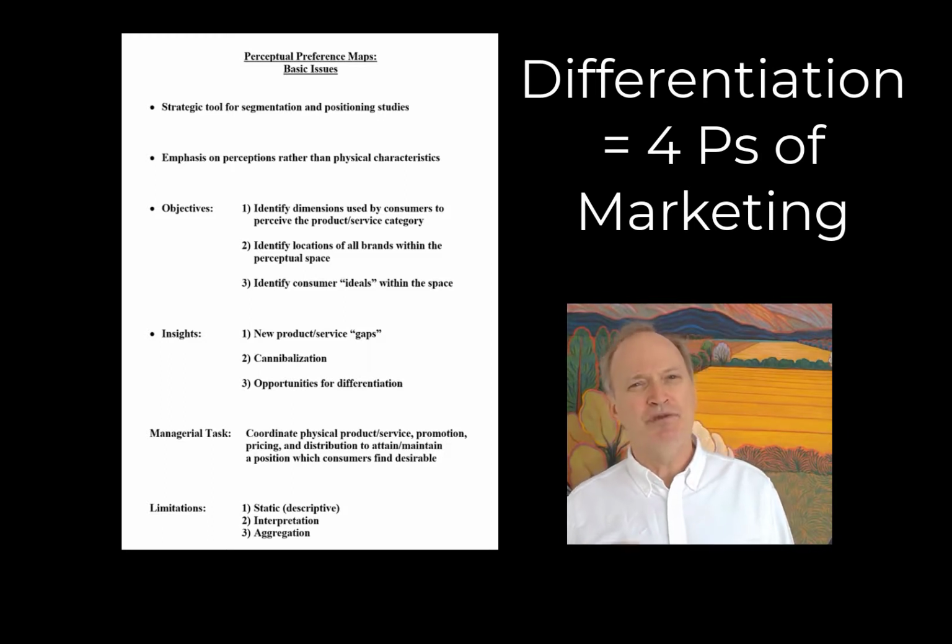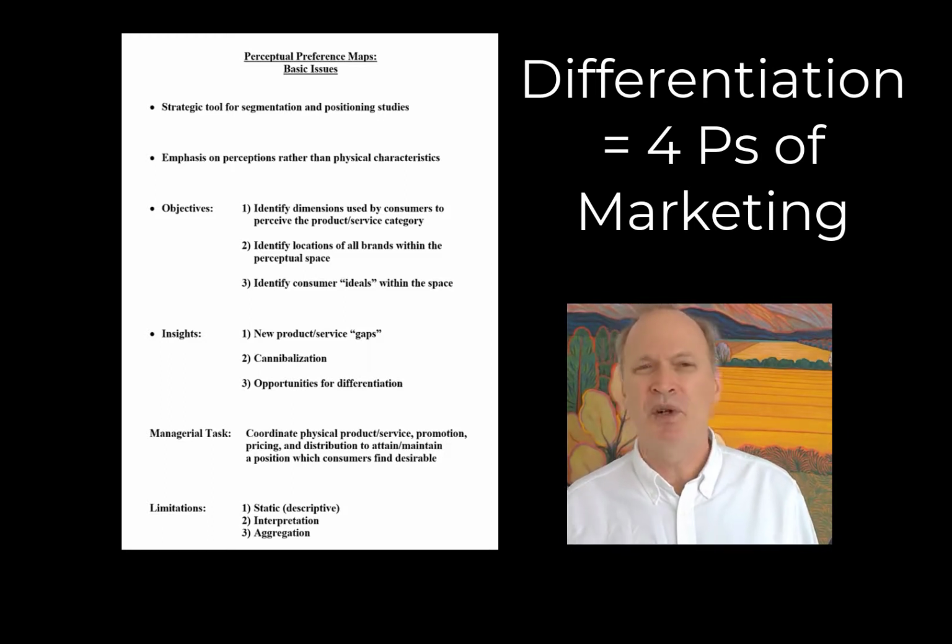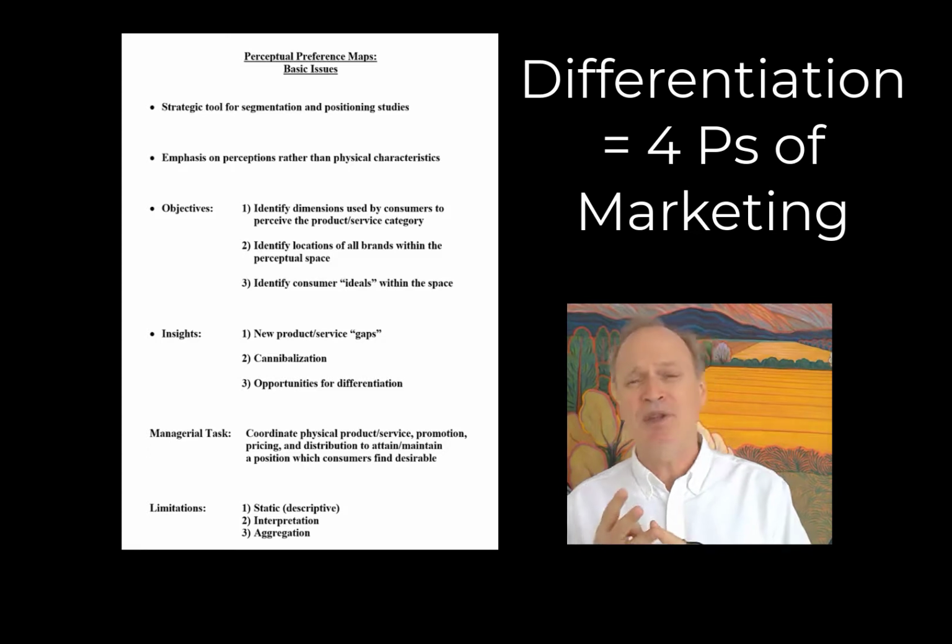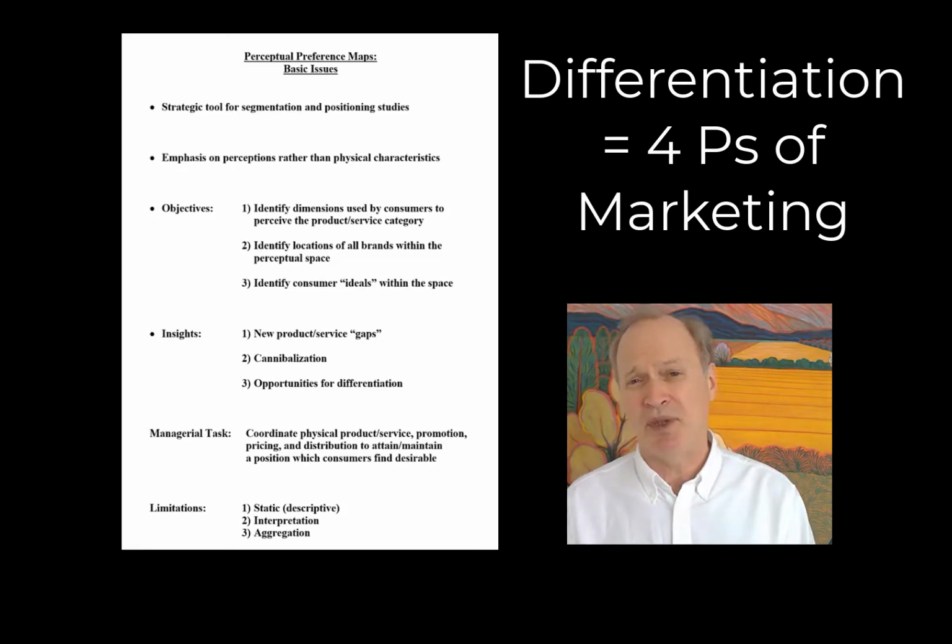And this is where the 4 P's of marketing come in. What are the 4 P's of marketing? Again, the 4 P's are you need to have a product, you need to price that product, you need to promote that product, and you need to place or distribute that product.